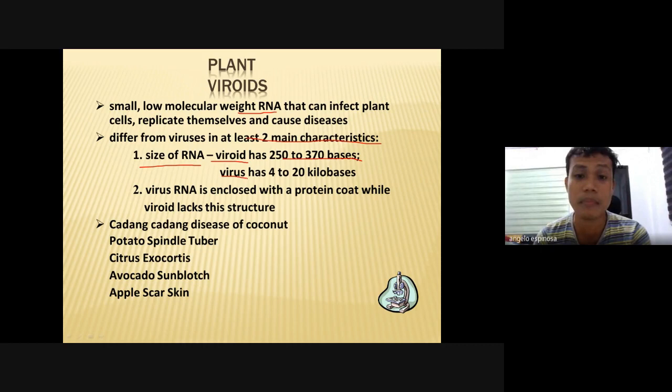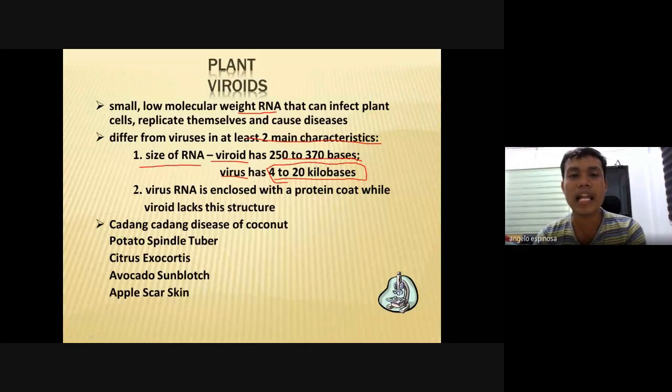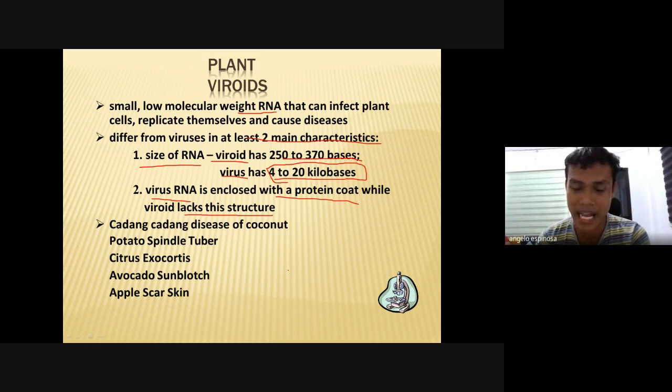Ang viroid, hinay-hinay bago siya dadami. Kaya nga, ang viroid minsan, hindi mo malalaman, yung plants mo, it's already been affected by a viroid. Kasi nga, hindi masyadong mabigat. Okay? And then virus RNA is enclosed with a protein coat, while viroid lacks this structure. Ibig sabihin, ang virus ay merong protein coat at saka nucleic acid. Tama, di ba? Ang viroid, wala siyang protein coat.